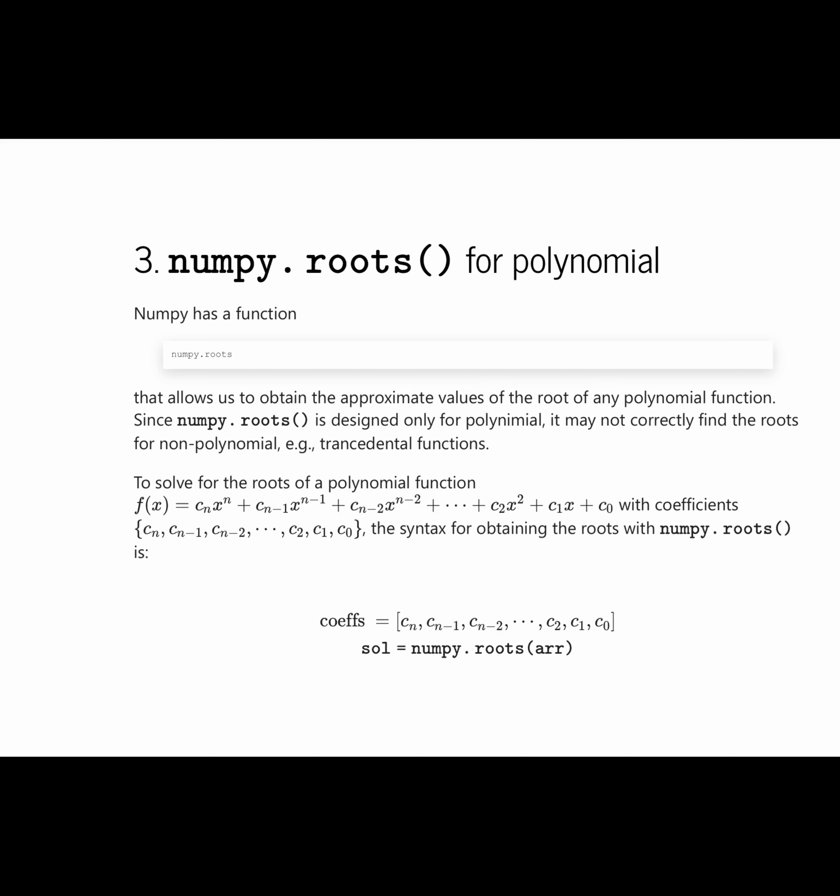For a general polynomial, say c_n times x to the power of n plus c_(n-1) times x to the power of n minus 1 and so on, down to c_1 times x plus c_0, the input to numpy.roots would be a list like [c_n, c_(n-1), ..., c_1, c_0]. It is crucial to remember that numpy.roots is specialized for polynomials. It may not correctly find roots for non-polynomial functions, such as transcendental functions involving trigonometric or exponential terms.